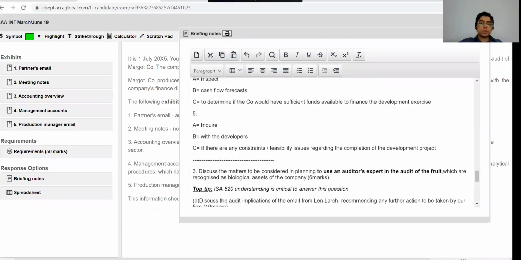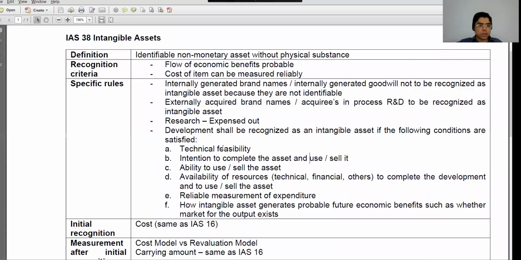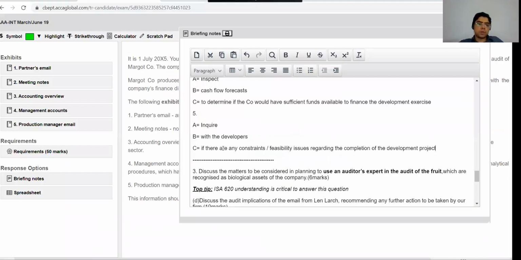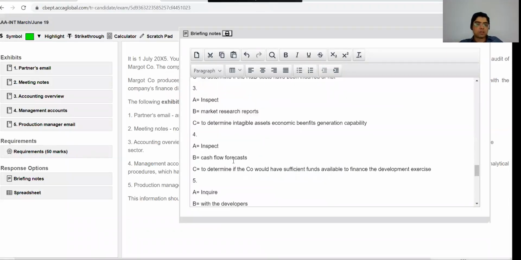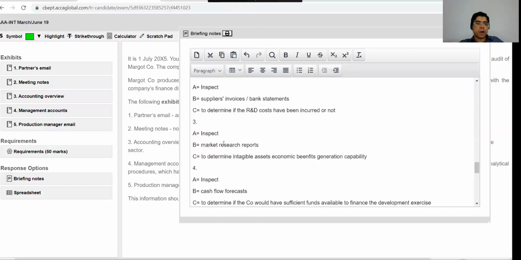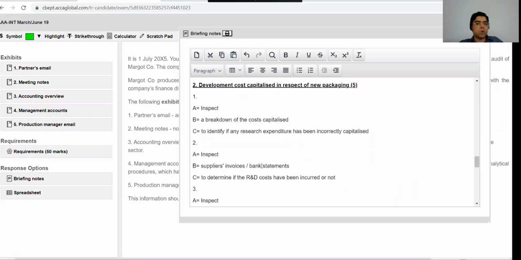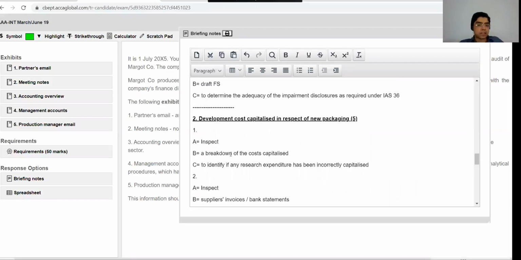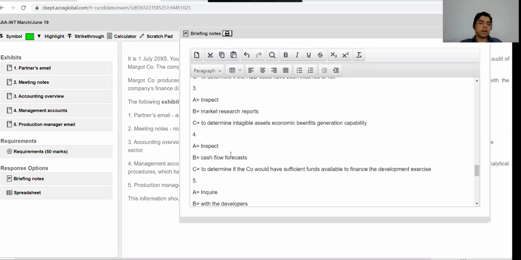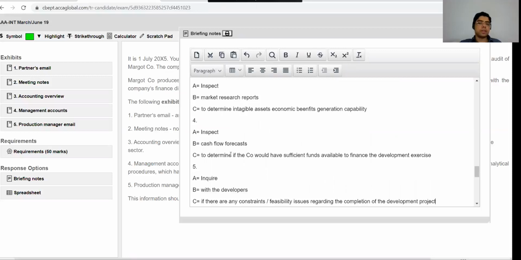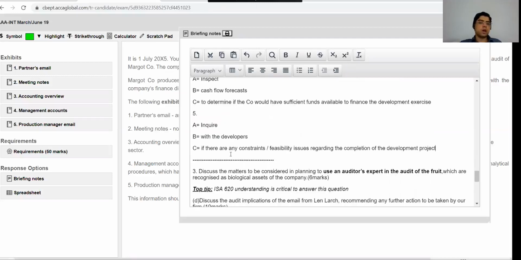So all you need to do is just look at the requirements of the IFRS and think about how you could verify them. You could inquire with the developers, inspect cash flow forecasts, inspect market research reports, inspect invoices, bank statements, and breakdowns, and you could verify whether the entity has complied with the requirements of the IFRS or not.